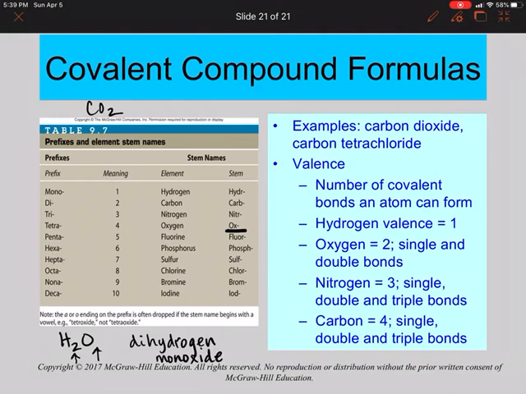Okay, so you could have all kinds of other examples here. It gets all the way to a prefix of 10, so deca, and it gives you all of the stem names for what you're going to be dealing with. So I'm going to have to do another video that's going to have those examples. I'm not sure that that's going to be uploaded today. It might be. If not, just be looking for it. It'll be on there at least by tomorrow.